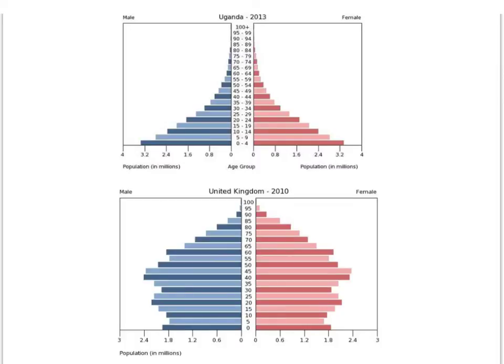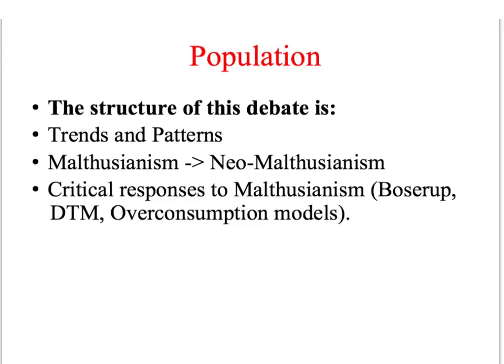So developing countries such as Uganda have large numbers of children and young people, as we can see here, and relatively few numbers of older people. And we can see that this is represented as a pyramid, whereas if we look at a more developed country, and this is the UK, we can see a different structure. We can see proportionally fewer young people and a much greater number of older people, meaning that the pyramid is partially inverted.